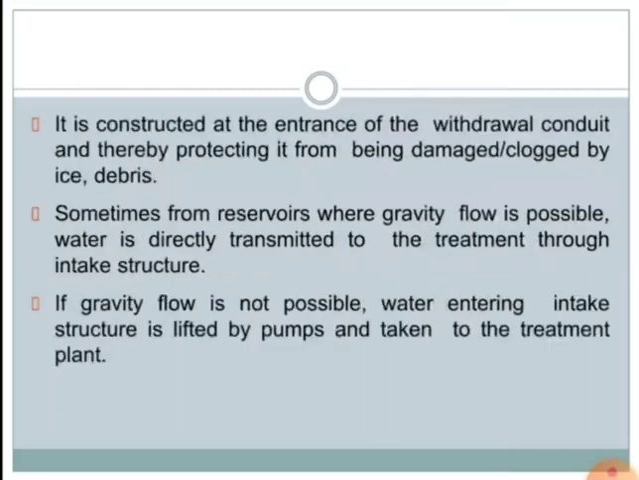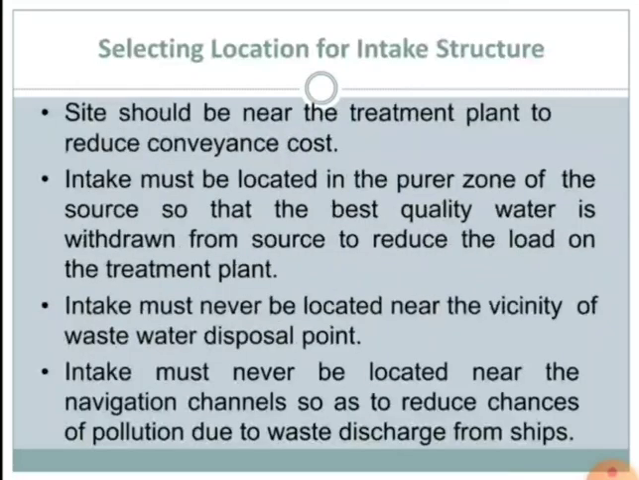We'll see what are the factors that have to be considered when you select a location for an intake structure. Whenever we plan a water supply scheme, after identifying the source, the next step is to construct the intake structure. Whenever we select an intake structure, we have to consider various factors. They are listed here. First of all, the site should be very near the treatment plant to reduce the conveyance cost.